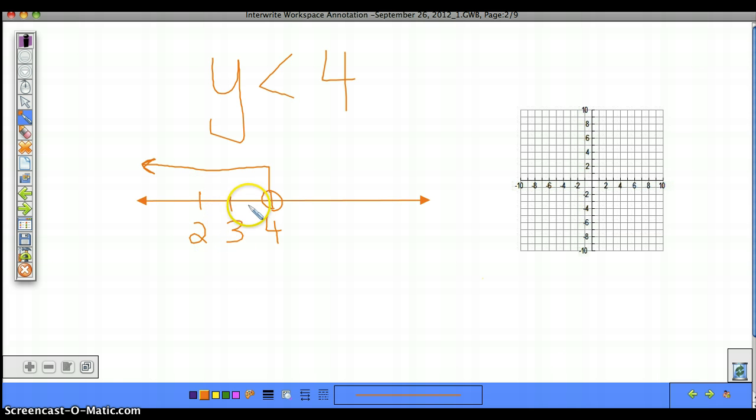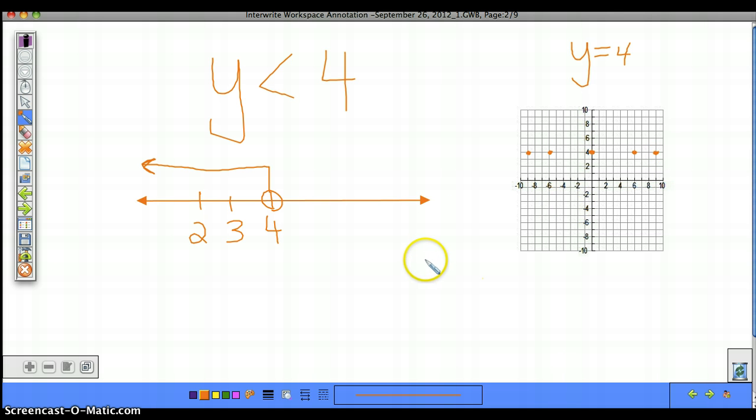Now we are going to do the same thing, but we are going to graph it on a coordinate plane. We are going to graph the line y equals 4, which should be familiar to us. If you remember, when you have y equals a number, that is going to be a horizontal line. So we are going to graph every point where y would equal 4.